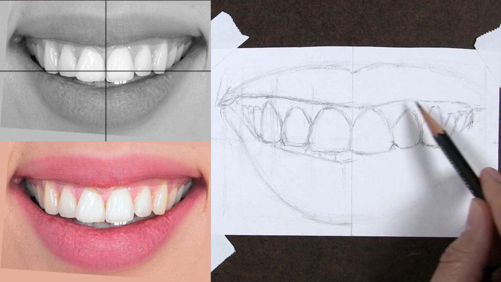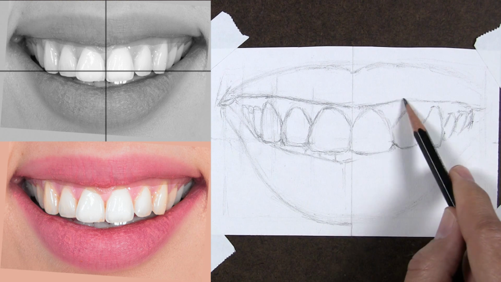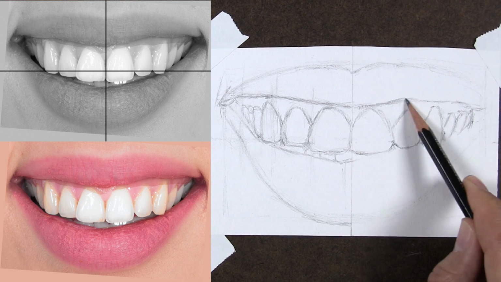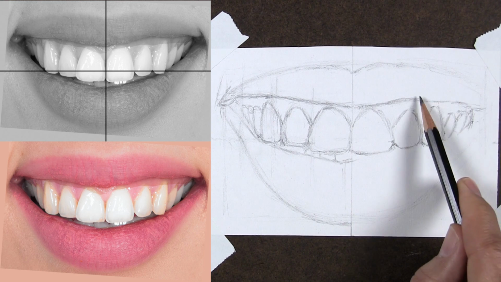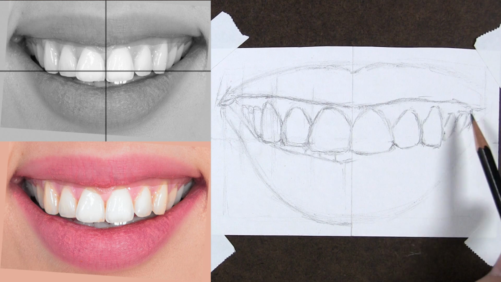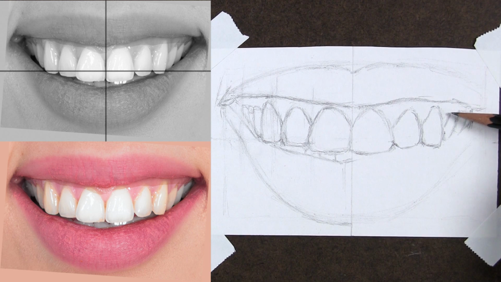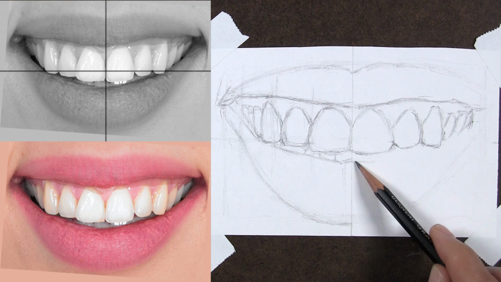Now we can check the lower edge of the lip, just to check our spacing between the gum line and the edge of the lip, just to make sure it looks good compared with the reference. Okay, and it's looking like, from what I can tell, the spacing looks pretty good. Okay, so now we can go on and do the lower lip.